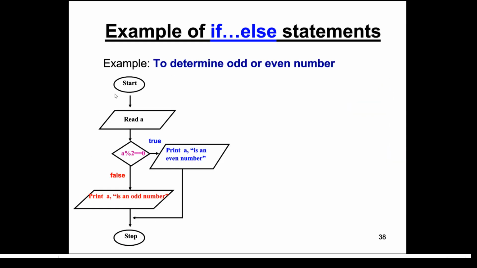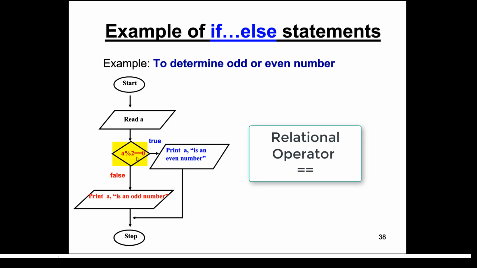So let's look at this example. This is a program to determine an odd or even number. This is a famous example for the if-else statement. So let's read this flowchart. Start, read A, and then you check. This is a condition, right? You can see the relational operator there. It's an equal to, because you have double equal. So A modulus 2 equals 0.